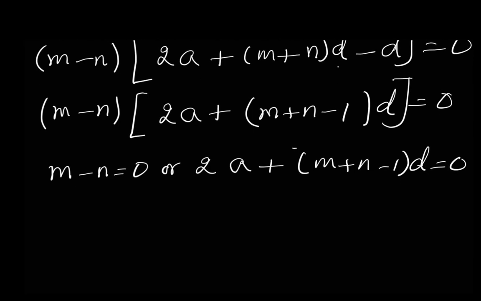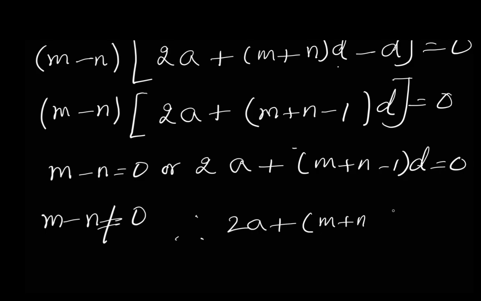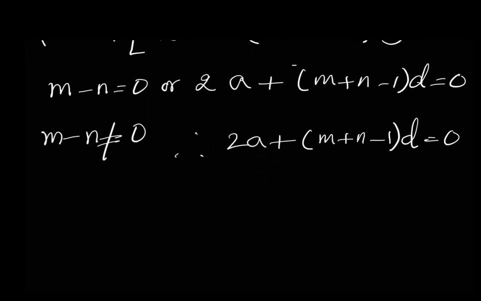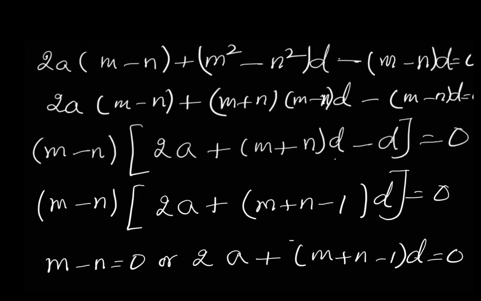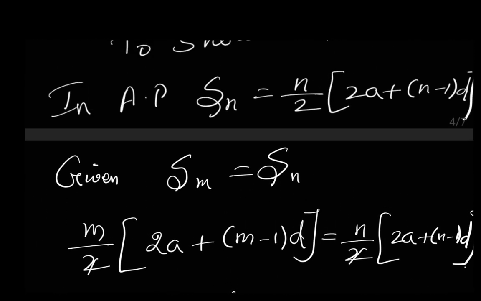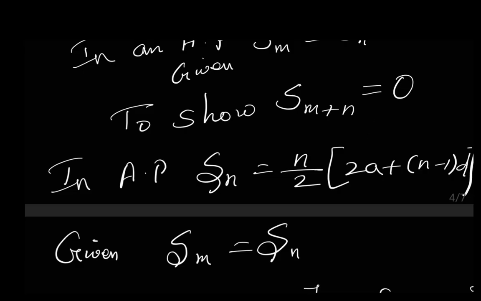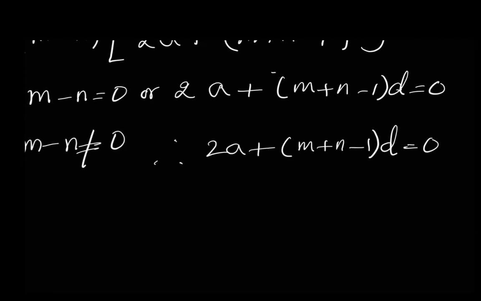See, but this m minus n cannot be equal to 0, isn't it? So m minus n cannot be equal to 0. Therefore, 2a plus m plus n minus 1 into d is equal to 0. So you keep this as it is. So I am going to show that S of m plus n is equal to 0. So write the S of m plus n.